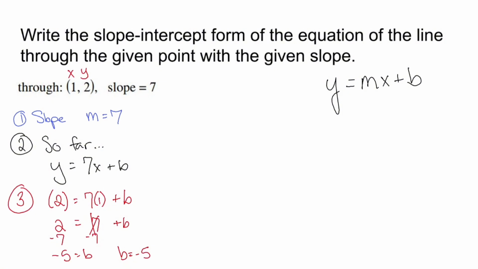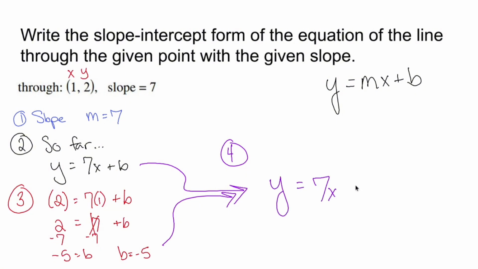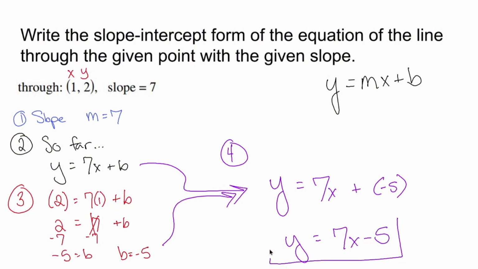Now, last but not least, step 4 is you put it all together. In step 2, I found out that y equals 7x plus b. I just found out that b is negative 5. So what I have when I put it all together is y equals 7x plus negative 5. Now, that looks sloppy, so my final answer is going to be y equals 7x minus 5.